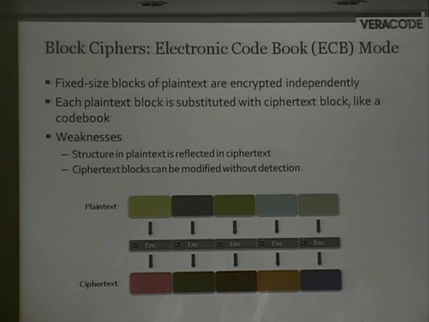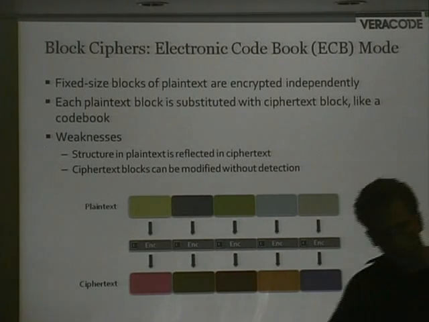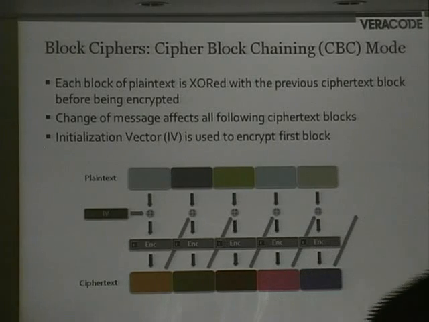So the weakness here is, obviously, the pattern recognition: one plaintext is always the same ciphertext, assuming the same key. But also ciphertext blocks can be modified without detection because every block is encrypted and decrypted independently of one another. So we'll talk about a slightly different mode here that tries to address some of those weaknesses, and it's called cipher block chaining mode.